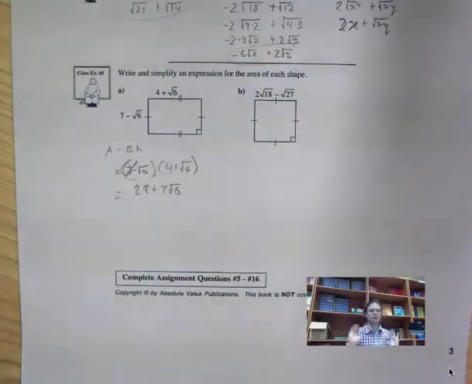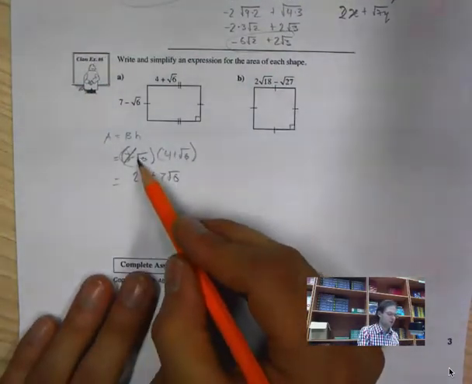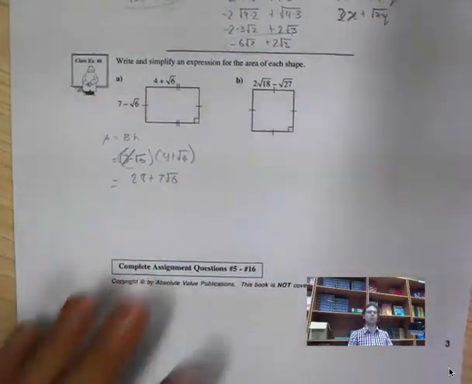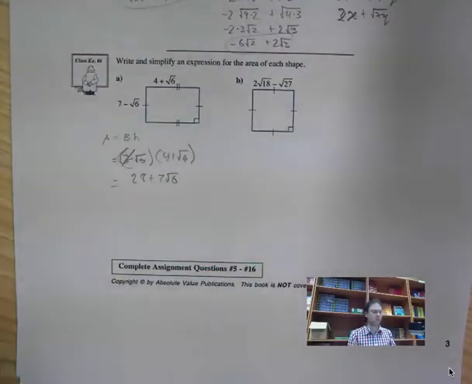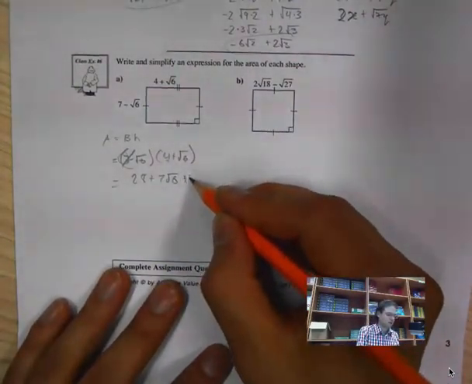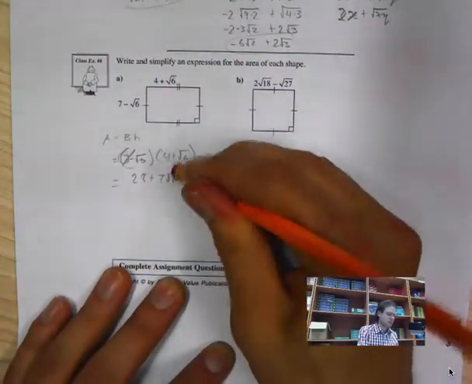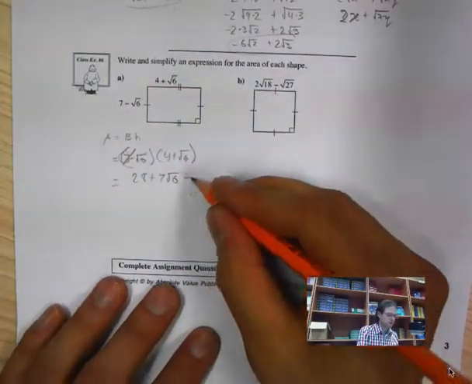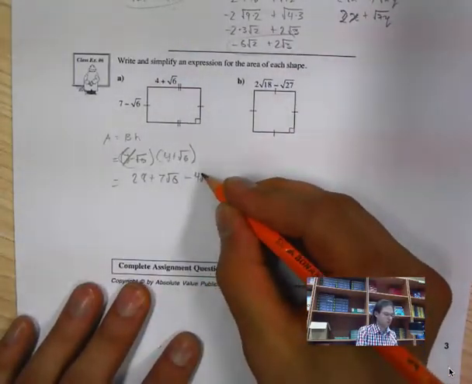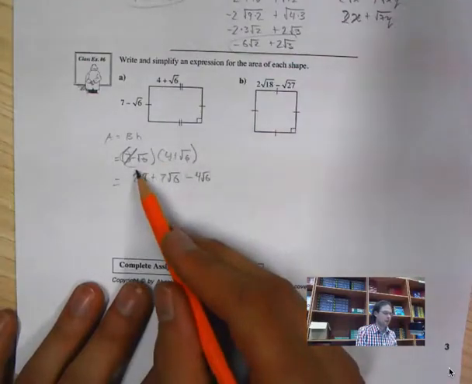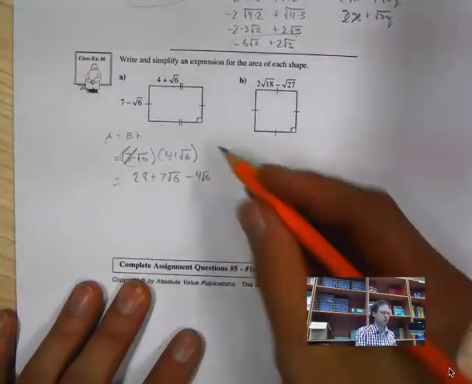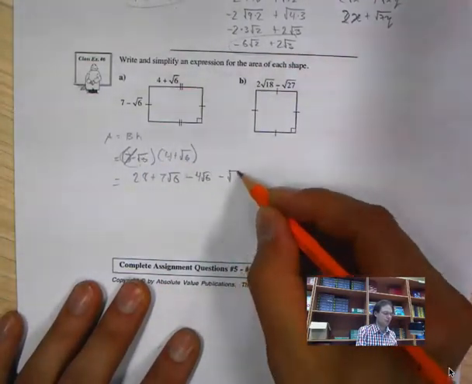So 7's done. Now we're looking at my negative root 6. Negative root 6 multiplied by 4 is, oh, that's a negative root 6. So it's minus 4 root 6. Now, negative root 6 multiplied by positive root 6 is negative root 36.